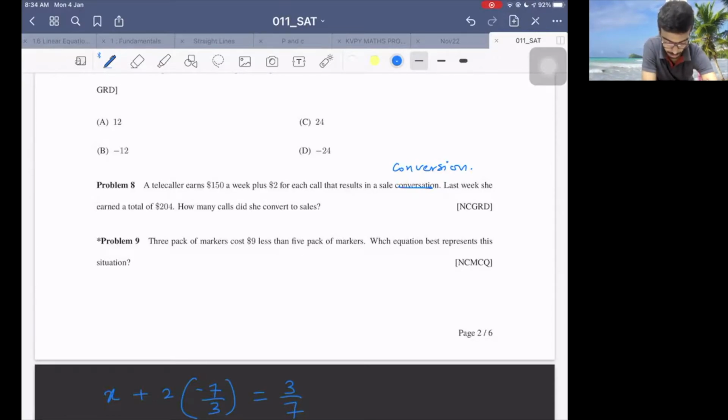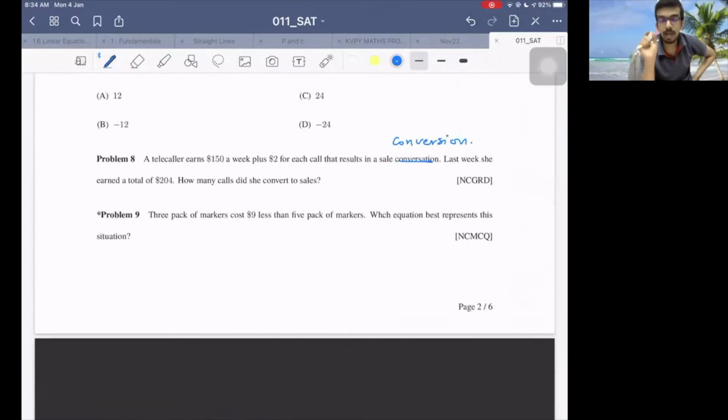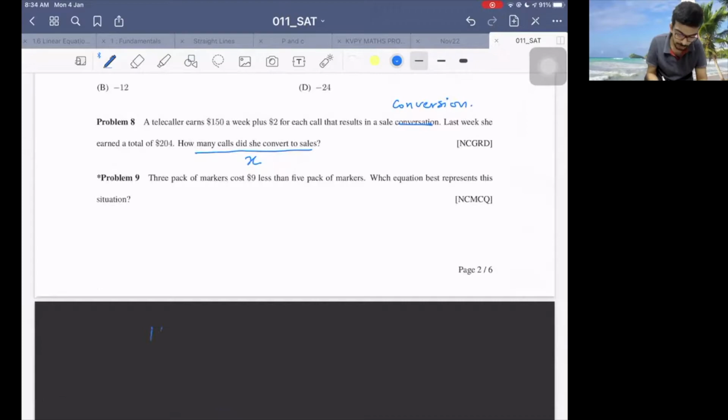Yes, it's very good. So let's quickly understand the question. There is one unknown quantity, which is the number of calls she converted into sales. So let's call this X. And look at the payment structure for this telecaller. She has a fixed pay of $150, and then there's a variable pay. She'll get $150 as a fixed amount, and for each call she converts, she'll get $2. So one call conversion, $2. Two call conversions, $4. Three call conversions, $6.